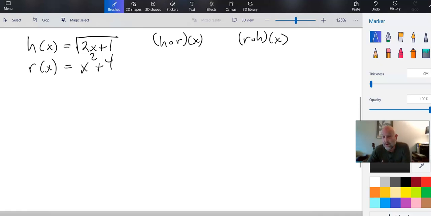Okay, so what I want you to do is go ahead and pause it here and see if you can work out these compositions on your own, and then when you're ready, whether you're stuck or you've already solved it, just go ahead and push play and let's see if we match up. Okay, so go ahead and pause it here.